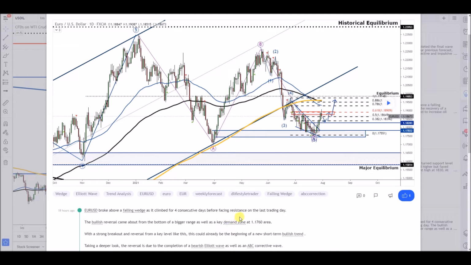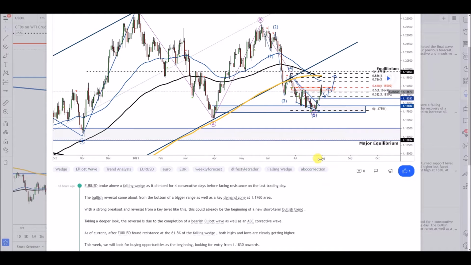And taking a deeper look, the reversal is due to the completion of a bearish Elliott wave as well as an ABC corrective wave. And as of current, after Euro US dollar found resistance at the 61.8% of the falling wedge, both highs and lows are clearly getting higher.